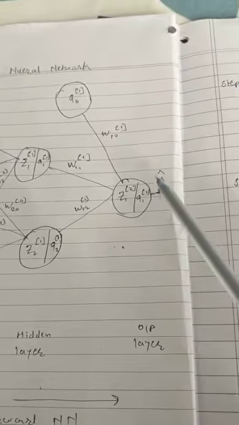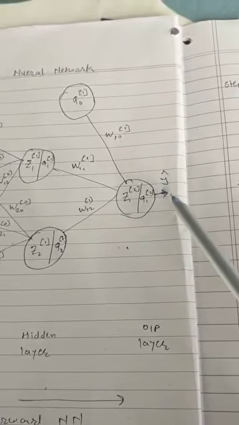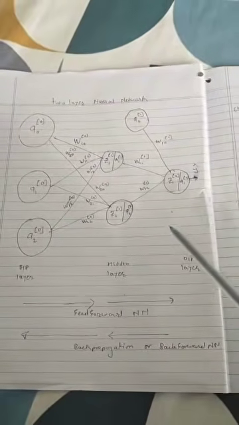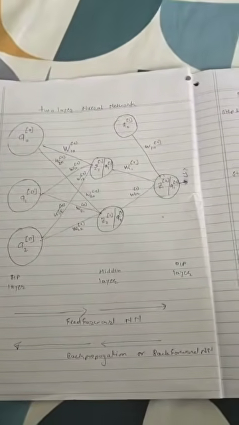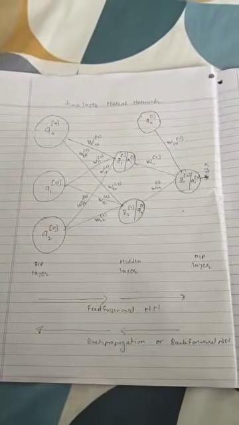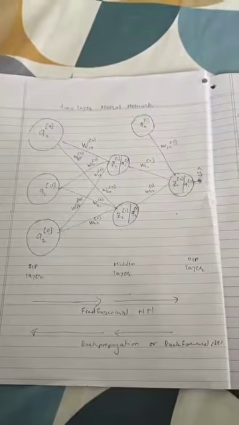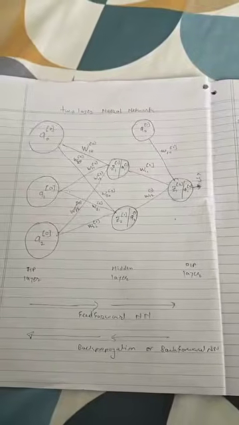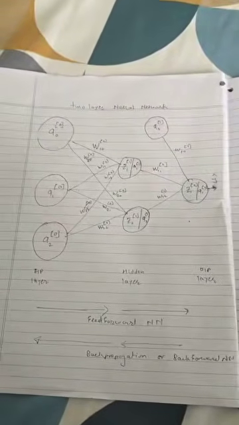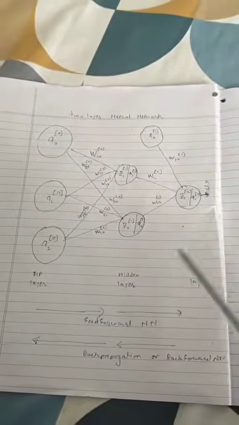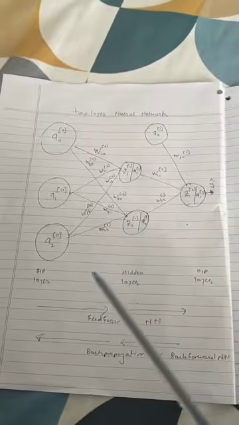So this y hat is nothing but my predicted value, and we compare that predicted value with the actual target value and calculate the mean square error. As the mean square error is high, we have to update the weights to calculate accurate predicted values. For that purpose we also perform the backward propagation, and the backward propagation happens between the output layer to hidden layer and output layer to the input layer.